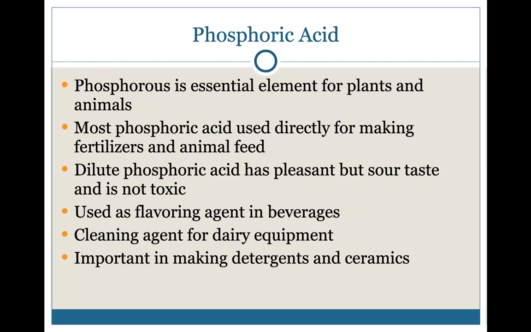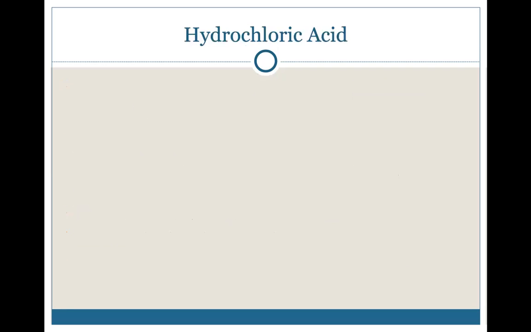Anyway, and then we also use phosphoric for making detergents again. So obviously detergents are very heavily based on acidic compounds, or at least being made with acids, and ceramics.